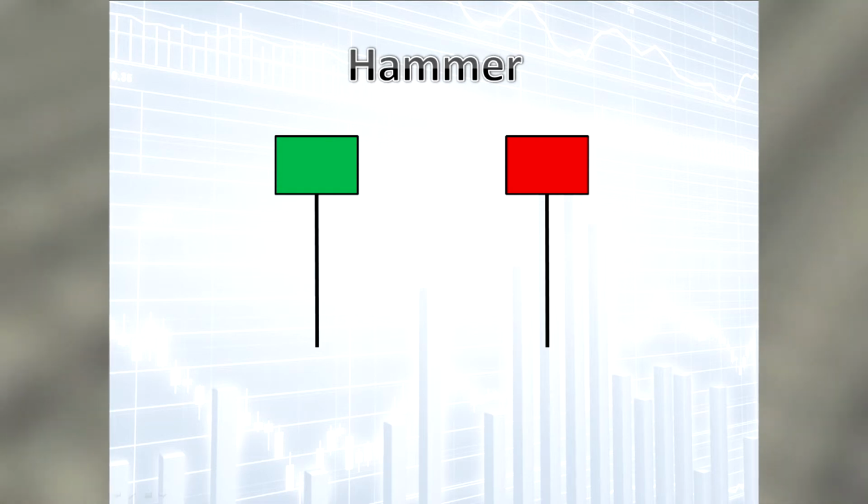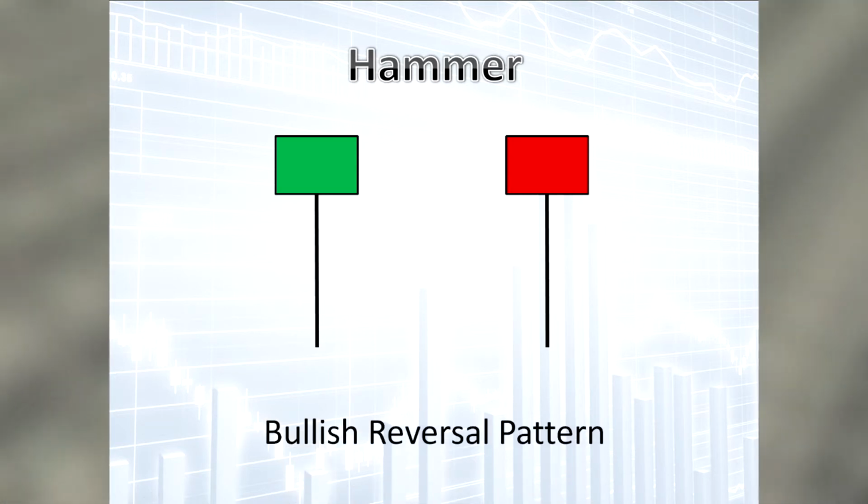Remember that we said that the hanging man was a bearish reversal pattern, meaning it happened in an uptrend and signaled a possible turnaround. The hammer, on the other hand, happens at the bottom of a downtrend and signals a turnaround, meaning it is a bullish reversal pattern.